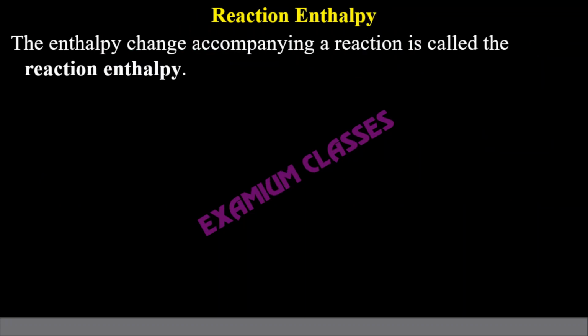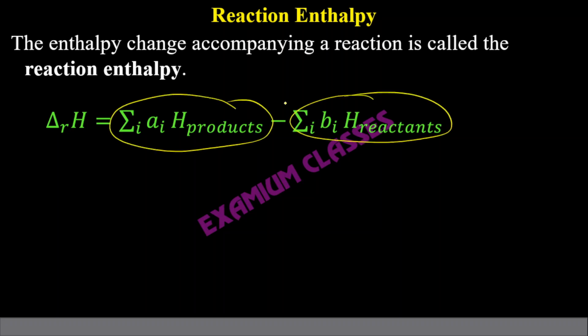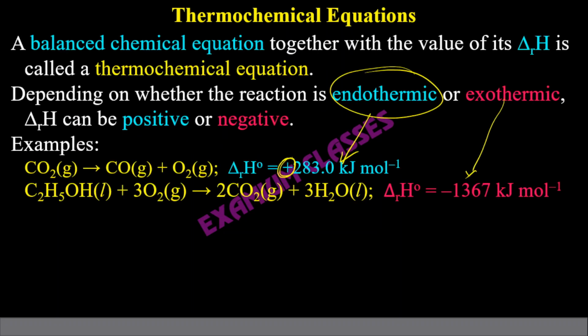Reaction enthalpy, again the same thing: the change in the enthalpy, the change in the heat at constant pressure, QP. That's what we are talking about, reaction enthalpy. It can be given by the sum of enthalpies of products minus the sum of enthalpies of reactants. I'm just going back to explain it.